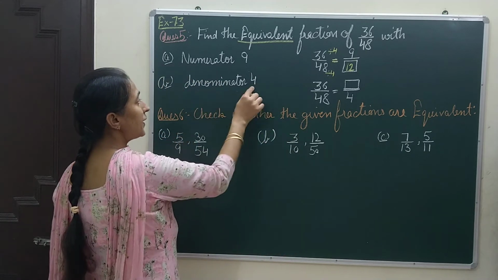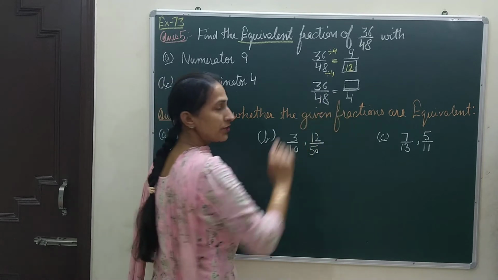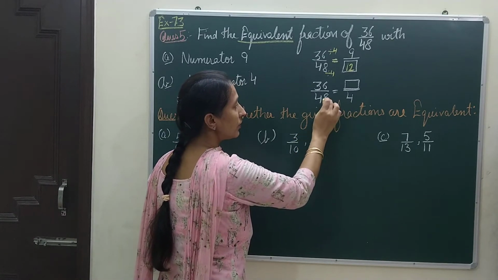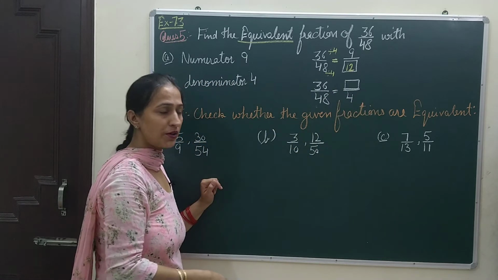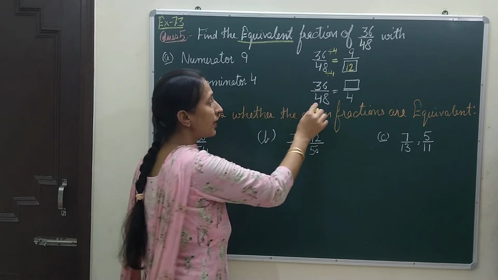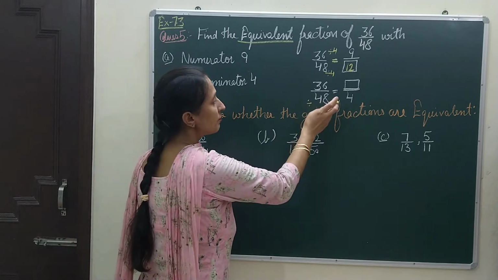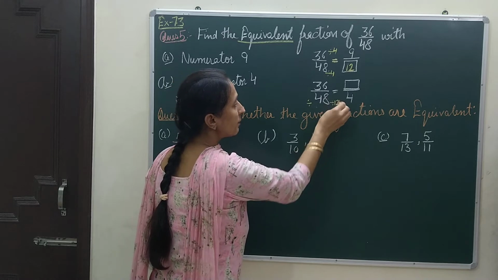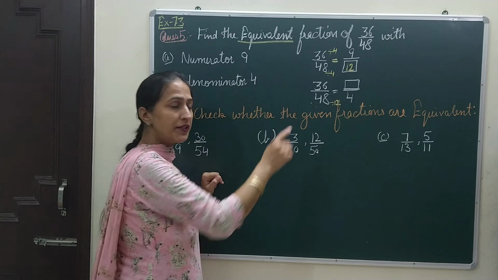Now is B part. I need denominator 4. Now denominators are complete, so I will start with denominator. Again, denominators are which are written here. On the left hand side I have a bigger number and on right hand side I have a smaller number. That means in order to convert this 48 into 4, I have to divide this 48 by some number. And what is that number which when divide 48 will give me 4? That number is 12. Okay, when I divide 48 by 12, I get 4.